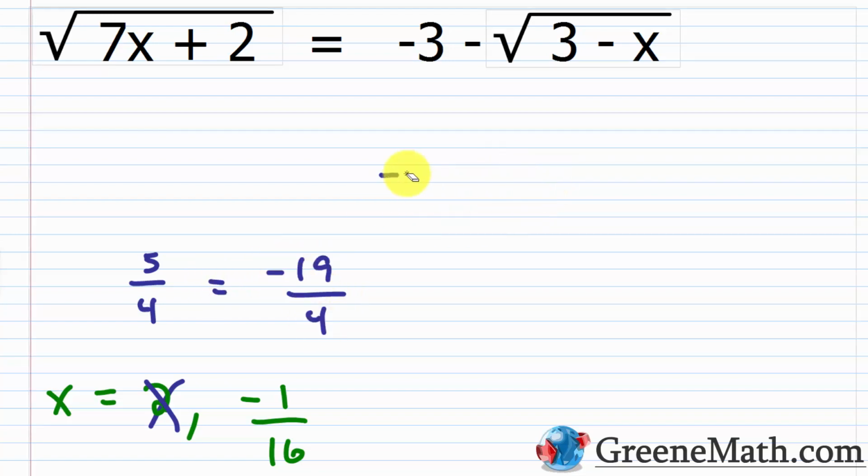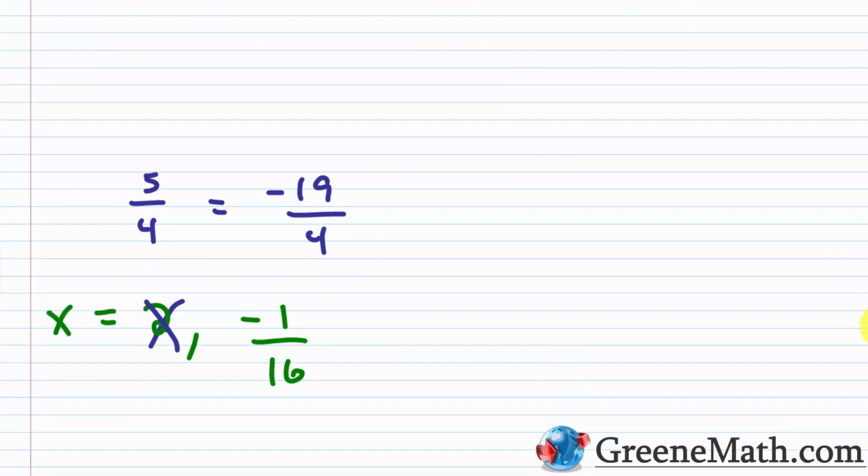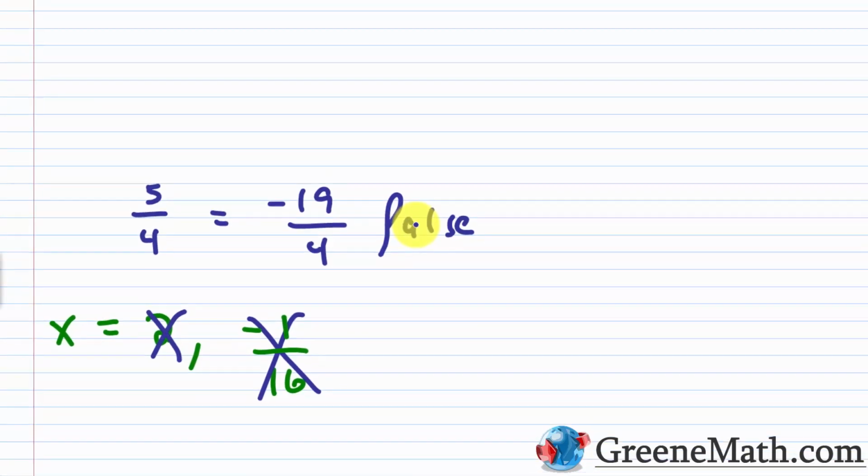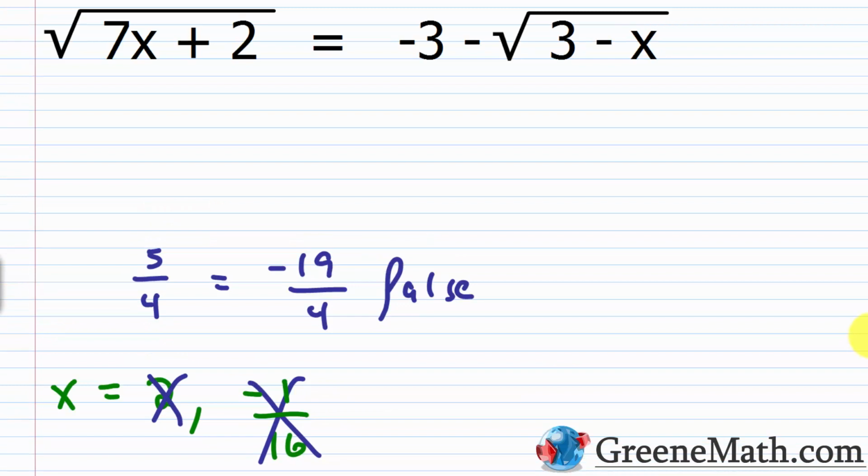So we can clearly see that this one doesn't work out either, okay? This is also an extraneous solution because 5/4 does not equal negative 19/4, right? This is false. So in this particular case, you do not have a solution for your equation. You can go ahead and just mark this as no solution.